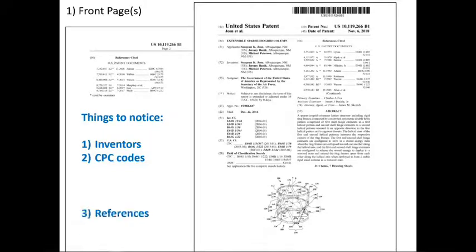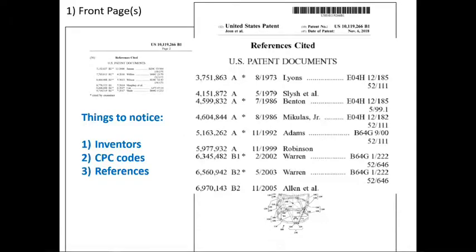Another thing you'll see on the front page are references. The ones with stars are the references of the examiner. Ones without stars are the references put in there by the inventors. A's are for published applications, or B are for published patents. And those can be very helpful to you if you want to look at other things related to this particular patent that you found.